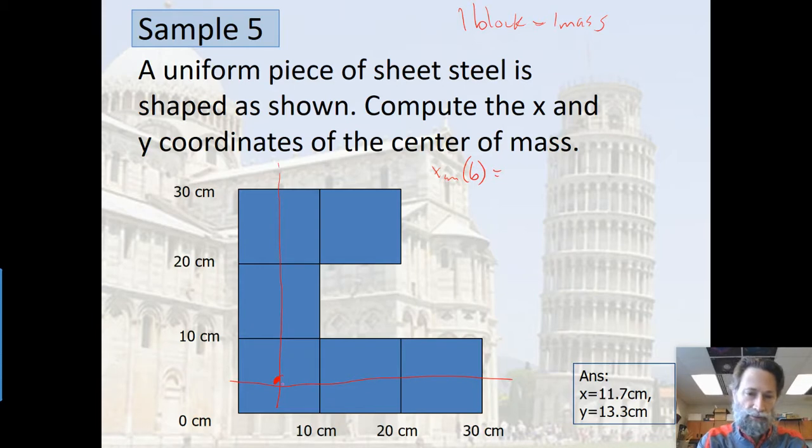So these all cancel out. I'm going to have 2 of the blocks that are going to be at what we would say is 10 centimeters away from that. And I'm going to have 1 block that is going to be 20 centimeters away from that. And so when I do that, I'm going to end up with 20 plus 20 divided by 6, which is going to be 40 divided by 6.